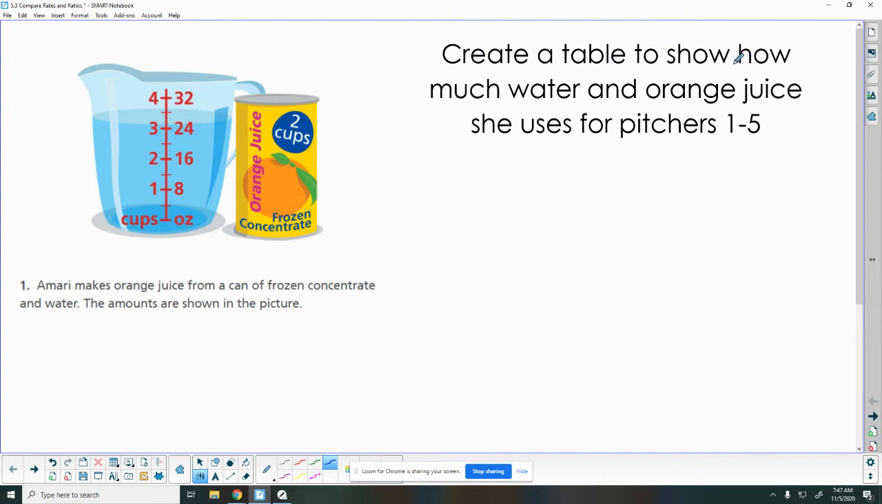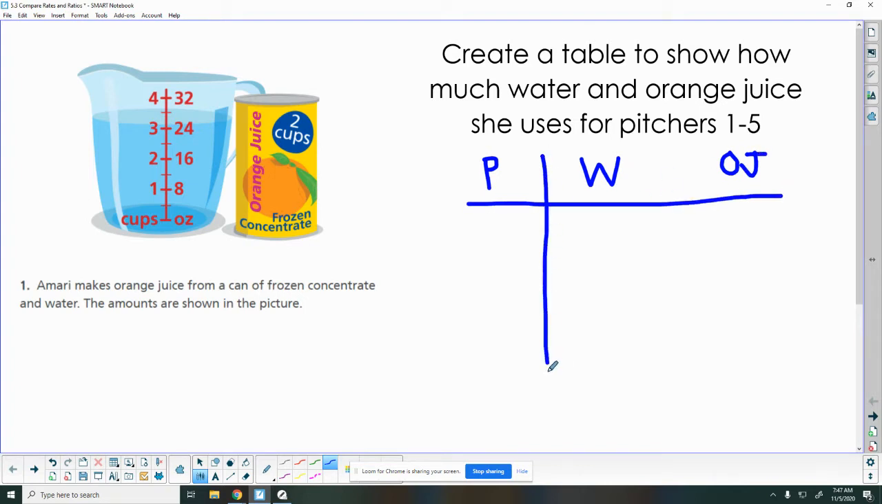So we want to create a table to show how much water and orange juice she uses for the pitchers if she makes 1 pitcher or 2 pitchers all the way through 5. I'm going to start with some labels. I'm going to put P for pitchers, W for water, and let's put OJ for orange juice. So I need to fill out this table, and we want pitchers 1, 2, 3, 4, and 5.